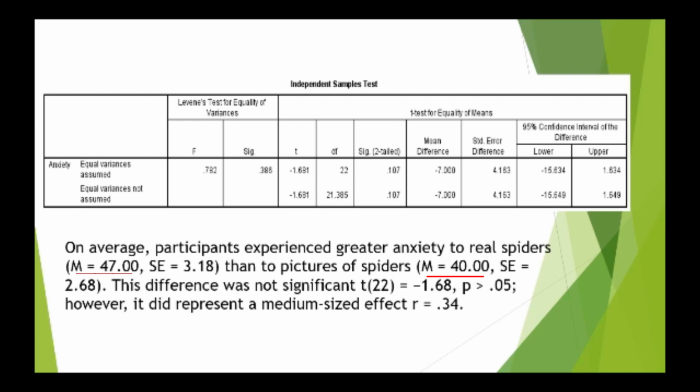We have the M as the mean of each group, SE for the standard error of the mean, and t for the t statistic with 22, which is the result for the degrees of freedom, equal to the t statistic in the table. We also included the rule wherein our p-value is greater than 0.05. In our case, we have 0.107 as our p-value. At the last part, we also stated the effect size result, which is r equals 0.34. In this manner, you can report in a detailed and organized way.